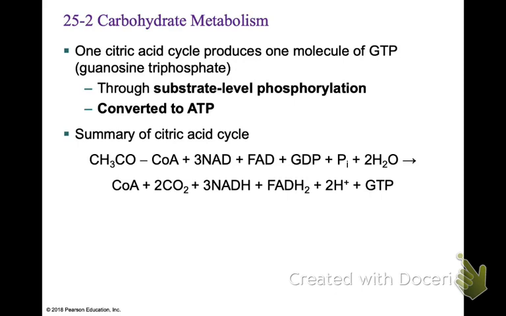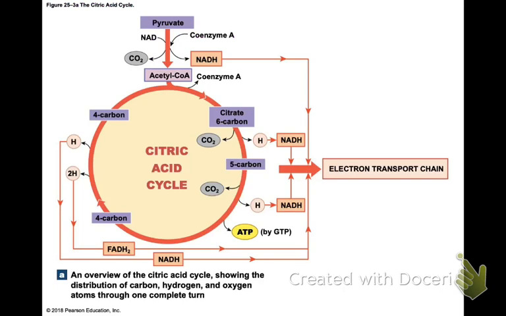That summary is too complicated. We're not going to look at it in too much detail, but I do want you to pick out how many NADs and FADs are actually going to be produced in one cycle of the citric acid cycle. So 3 NADH and 1 FADH2, and that's going to go around twice for each glucose. So per glucose, we're going to get 6 NADH and 2 FADH2 plus 2 ATPs.